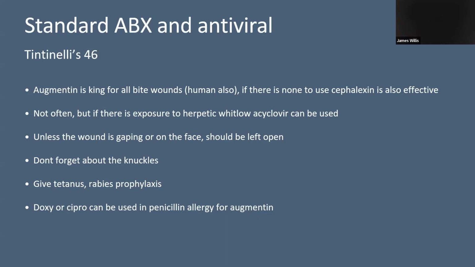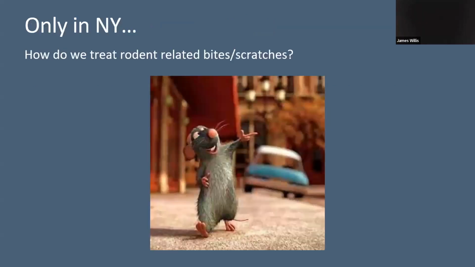Good clean out, antibiotics. And unless we have it on file or otherwise, we're going to give tetanus. And in some cases, this is moving back to animals, obviously, rabies prophylaxis. Doxycycline, Cipro can also be used if someone is severely allergic to penicillin and they can't receive Augmentin. And those are some of the standard treatments for that.